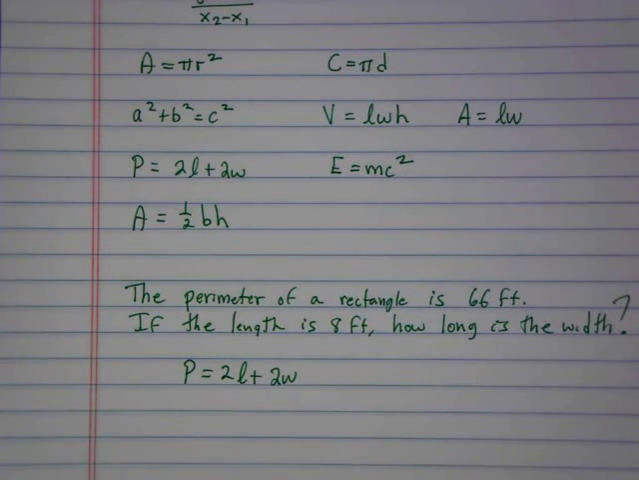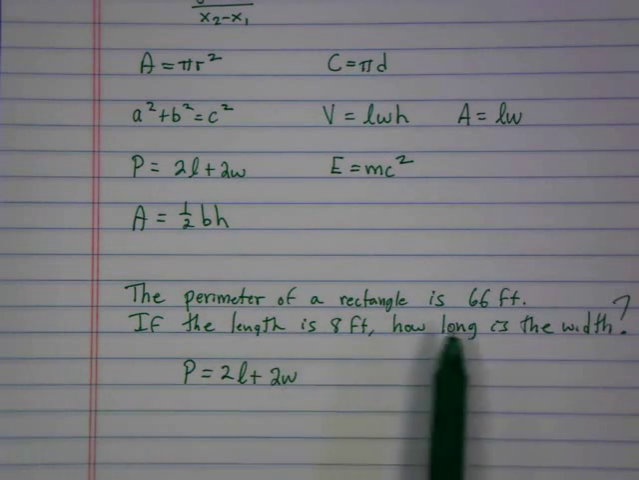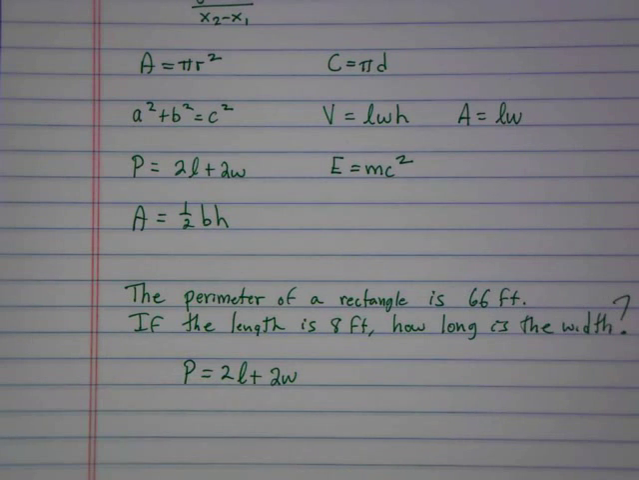And I've given you a couple numbers. I told you the perimeter is 66. So what letter is that? P. So I'm telling you P. I said the length is 8. What letter is that? L. And what do I want you to do? Plug those numbers in and solve for W.